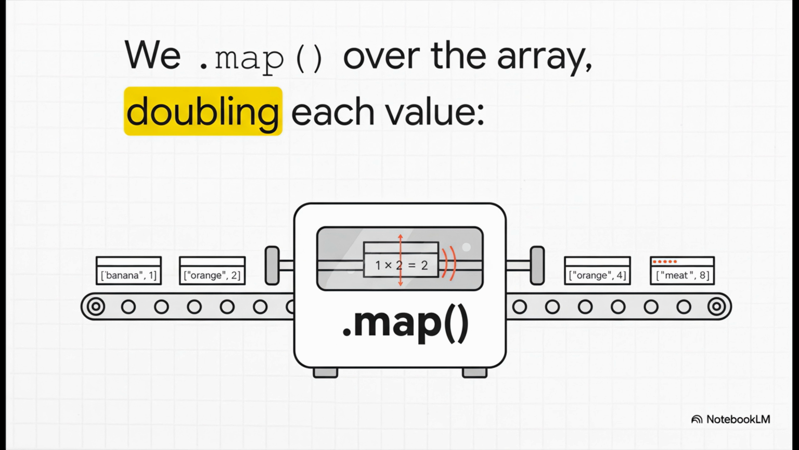Step two, the transformation. We can chain .map right onto the end of that. We're saying for each little key value array, give us back a new little array. We'll keep the key the same, but we'll take the value and multiply it by 2. And look at the result, a brand new array with our updated values.